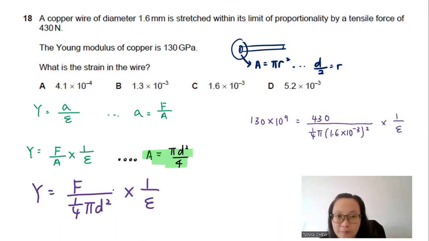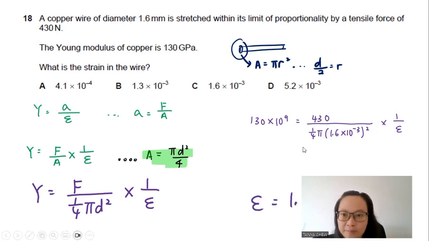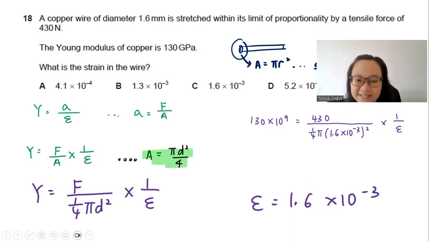Then you sub in whatever information is given. 130 giga is 10 to the power of 9. This question tested you on prefixes at the same time. So force is 430, over one quarter pi d, where d is given in mm, and milli is 10 to the power negative 3, but remember to square it, times 1 over strain. At the end, make strain the subject, and you should be able to get 1.6 times 10 to the power negative 3, which is C.